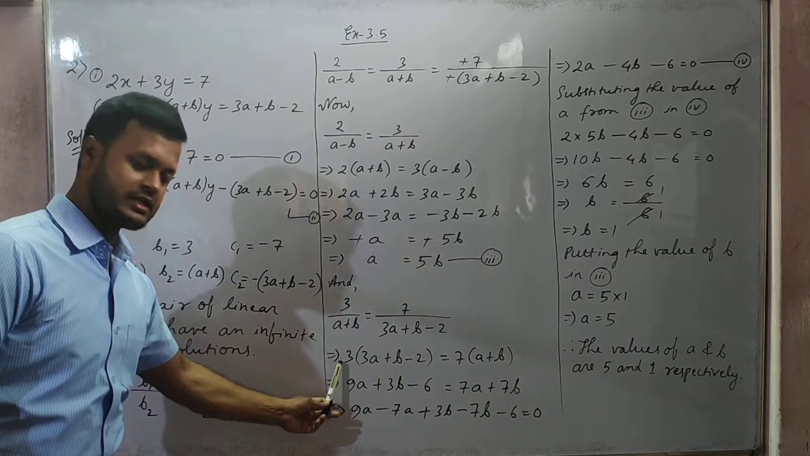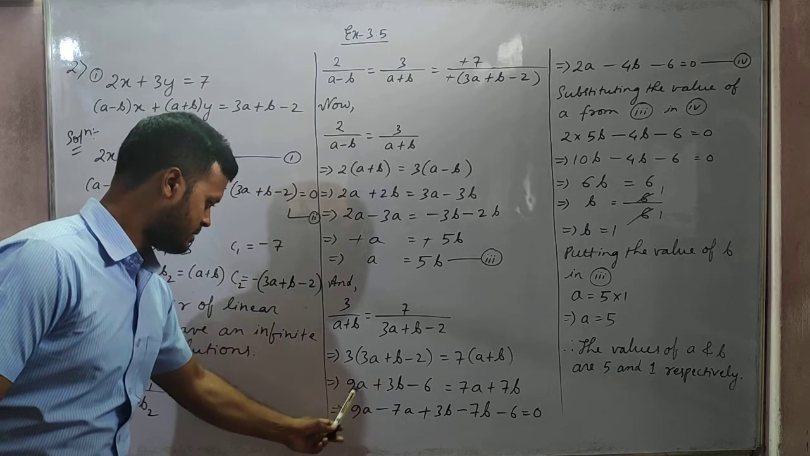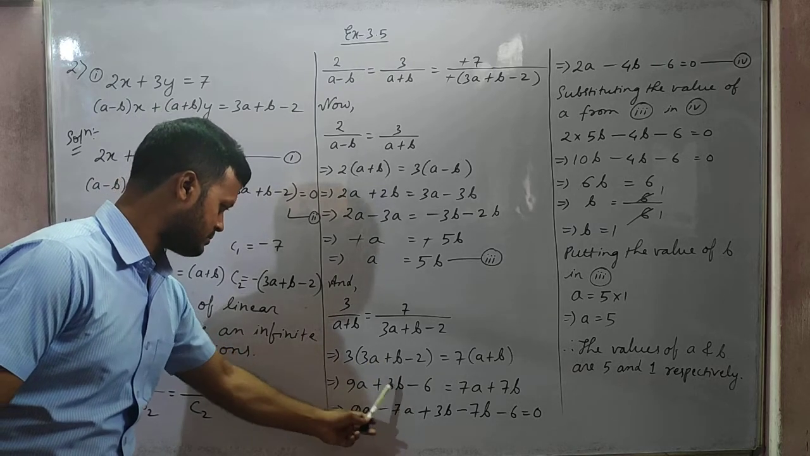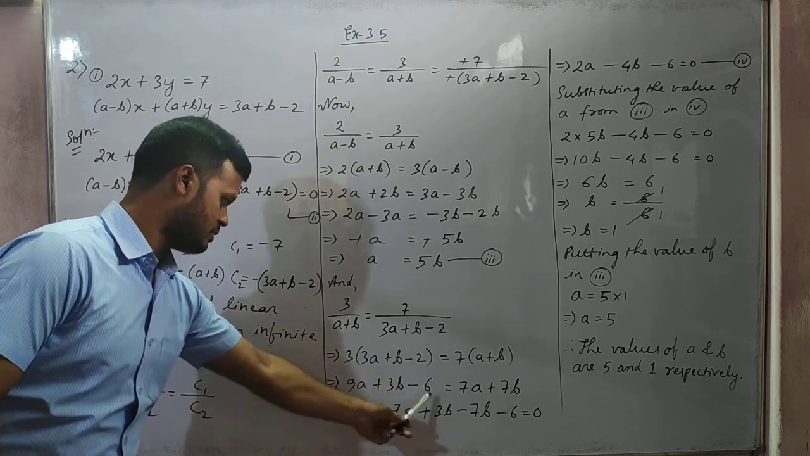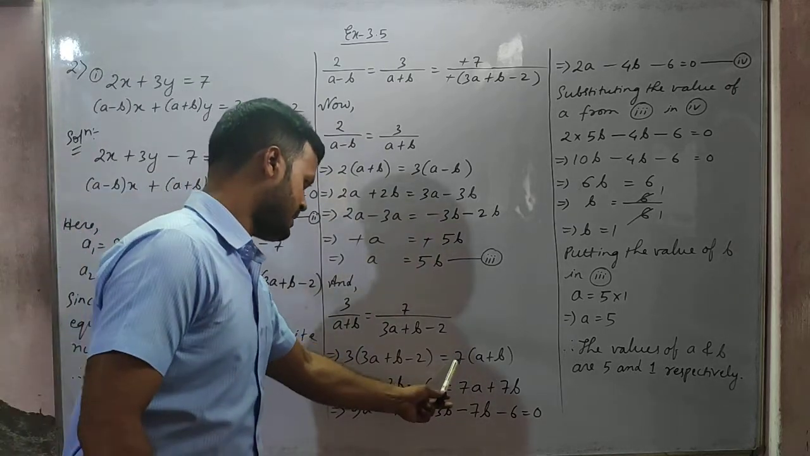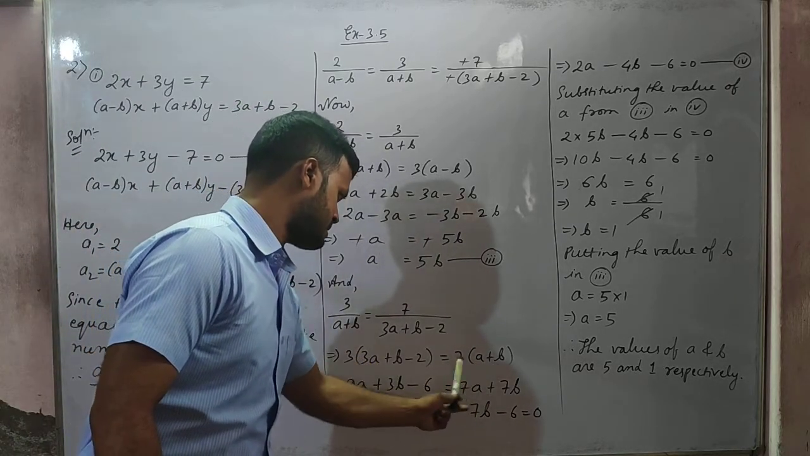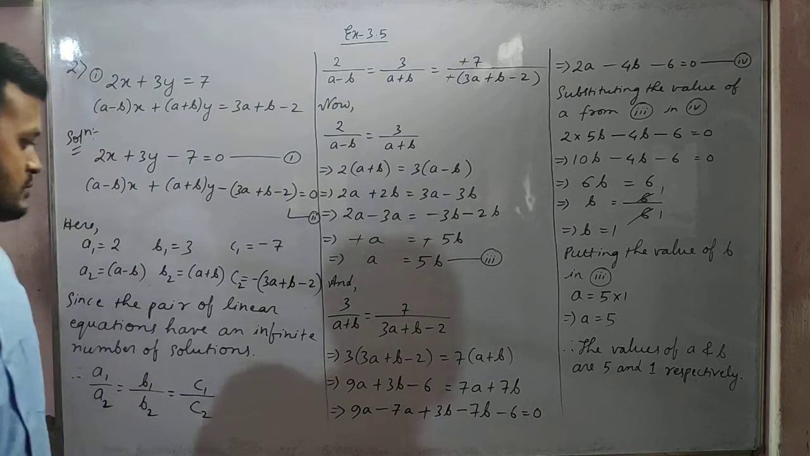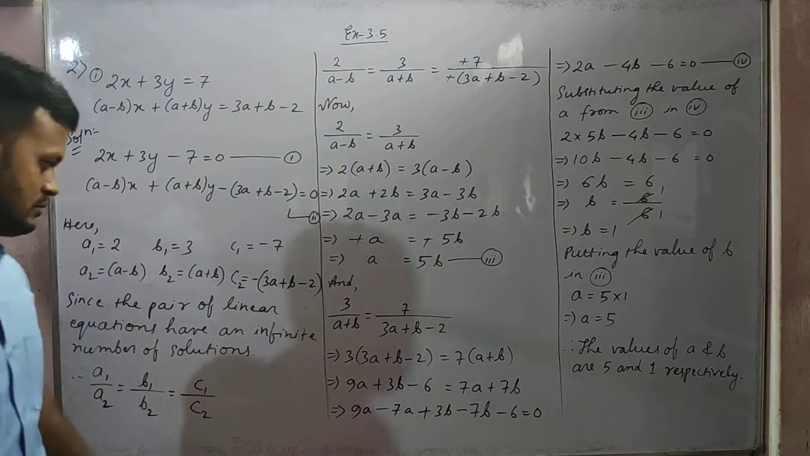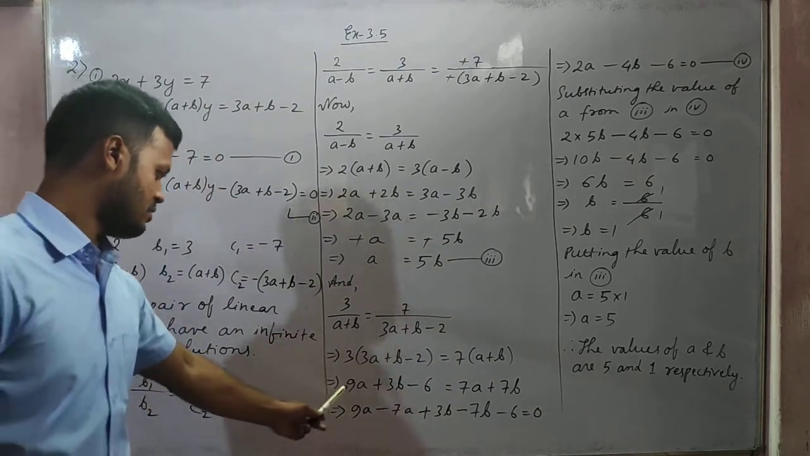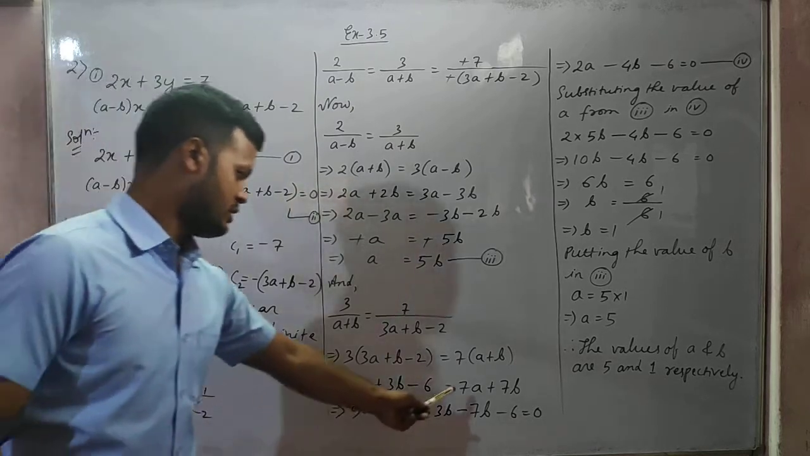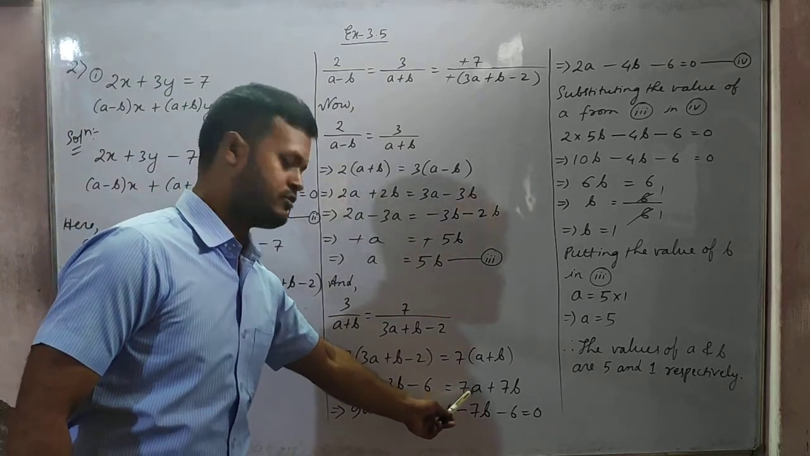This 3 is then outside. So this 3 into 3a will become 9a, plus 3 into b will become 3b, minus 3 into 2 will become 6. And with the 7 you multiply. 7 into a will become 7a, plus 7 into b will become 7b. So now, students, 9a is there, no? Already 9a is there. What you will do is that 7a is here, no? On the right hand side you will have 7a.